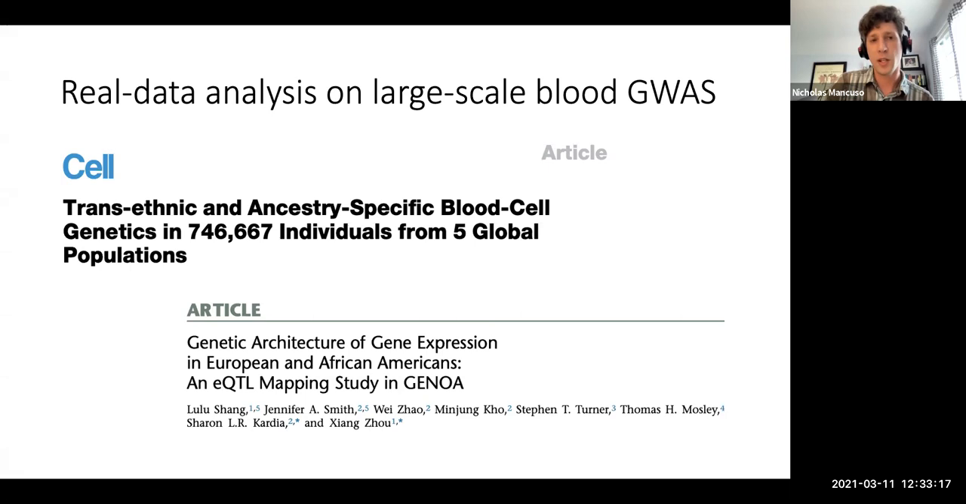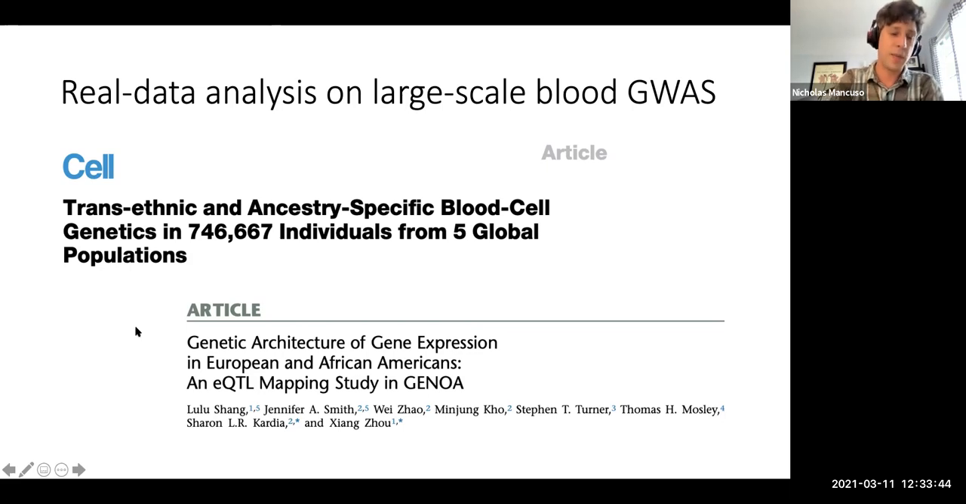So we applied a real data analysis on a large scale blood GWAS. There was a recent GWAS that looked at 20 blood related phenotypes from approximately 750,000 individuals across 5 global populations. Not only did they report the meta-analysis across all populations, but they also report the individual population results, which allowed us to apply our method.